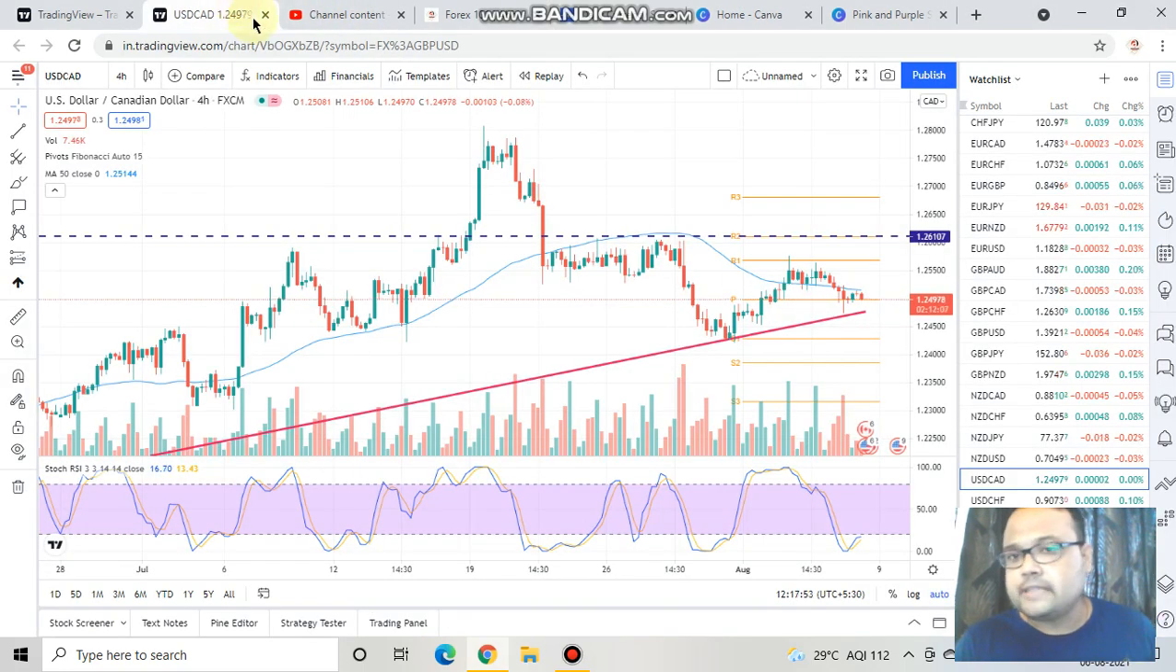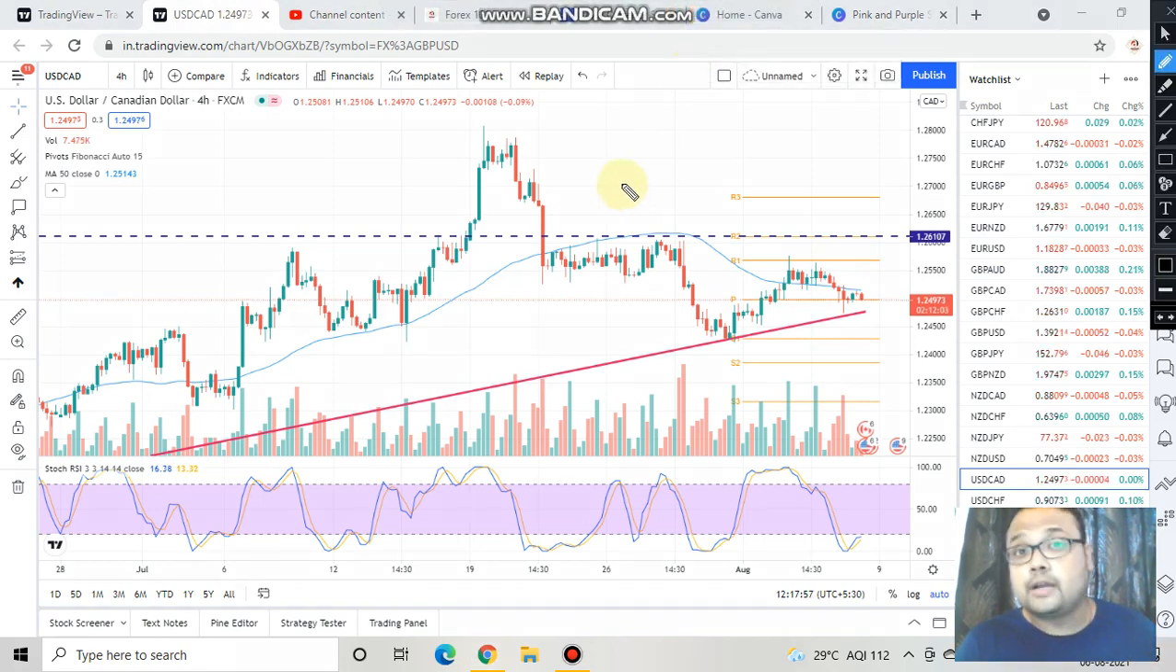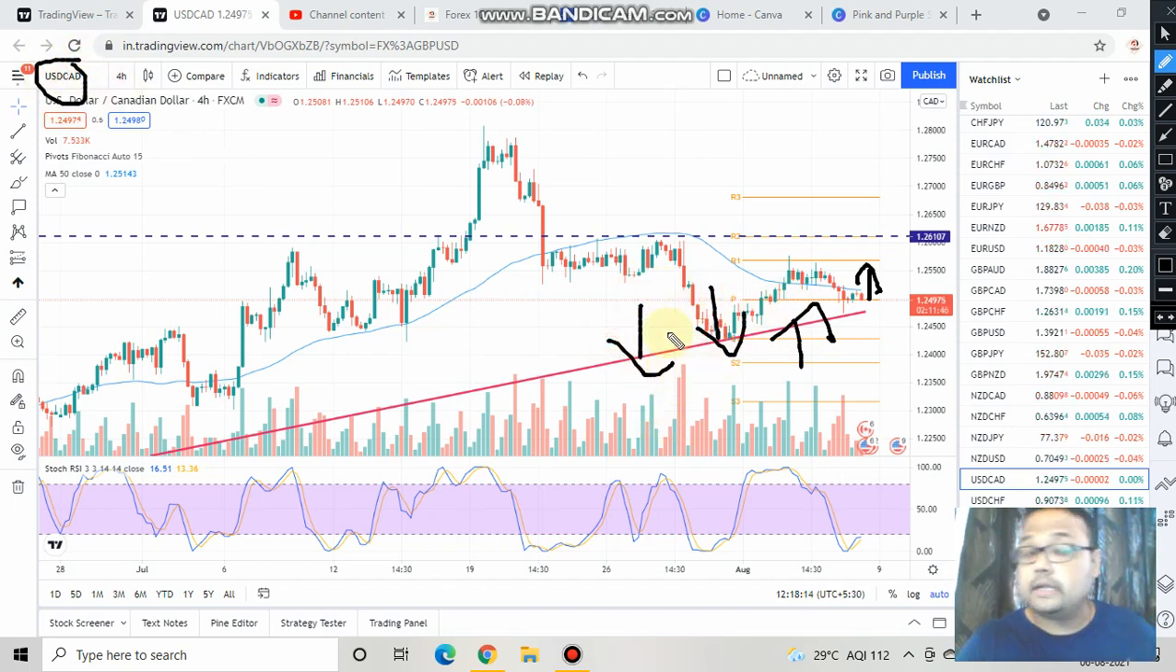So my dear friends, be extremely careful and keep your eyes on the NFP report after 7 hours, and keep your eyes on the economic calendar so that you do not miss the NFP report. Just keep in mind, if the report is good and the dollar starts going up, USD CAD will also go up. If the dollar starts going down, USD CAD will also go down. Clear? So this is it.